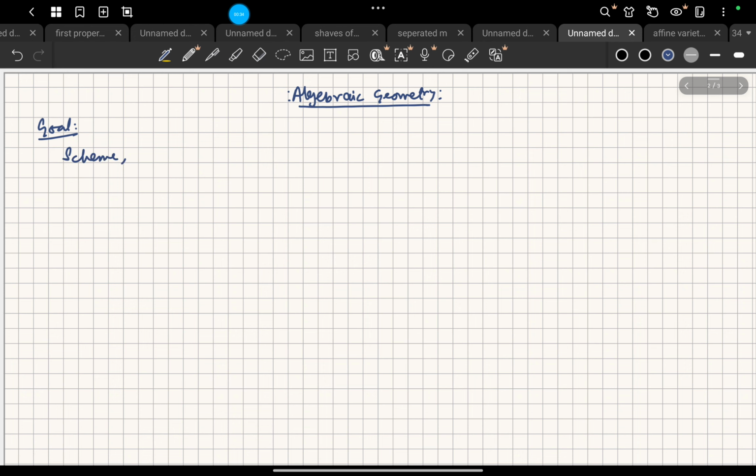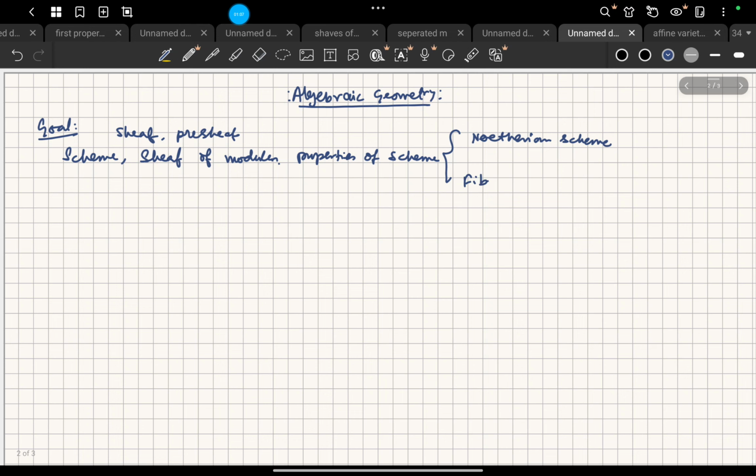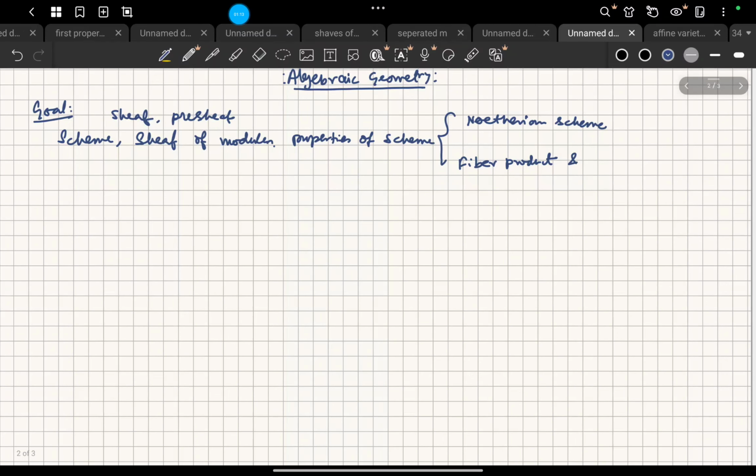scheme. Of course, we'll start with sheaf, pre-sheaf, scheme, sheaf of modules, properties of scheme as well, here we will discuss something called Noetherian scheme, also fiber product, and separatedness.